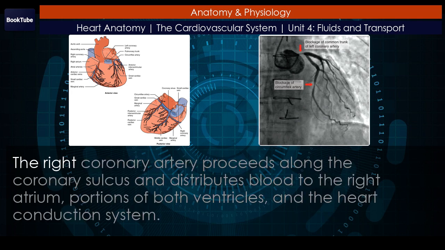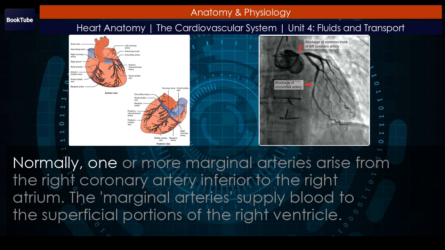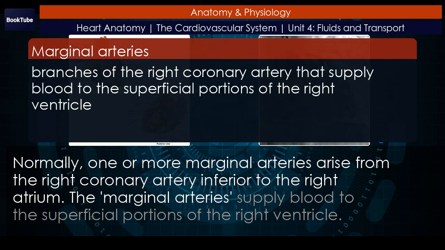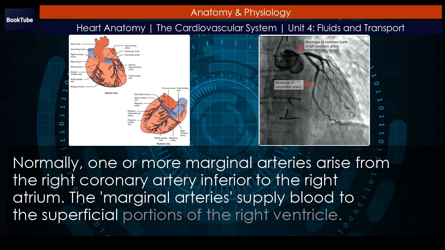The right coronary artery proceeds along the coronary sulcus and distributes blood to the right atrium, portions of both ventricles, and the heart conduction system. Normally, one or more marginal arteries arise from the right coronary artery inferior to the right atrium. The marginal arteries supply blood to the superficial portions of the right ventricle.